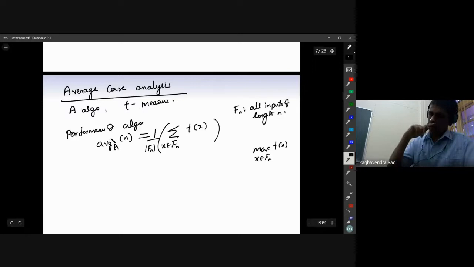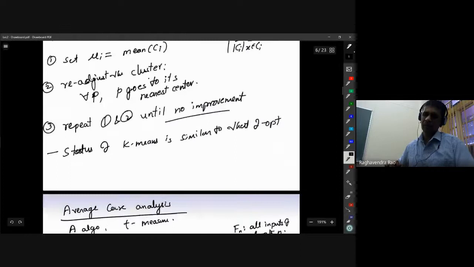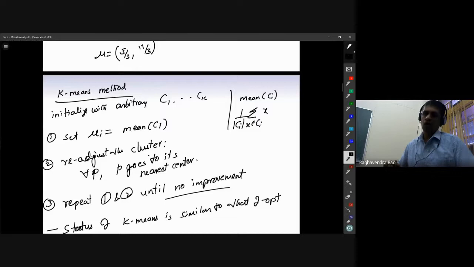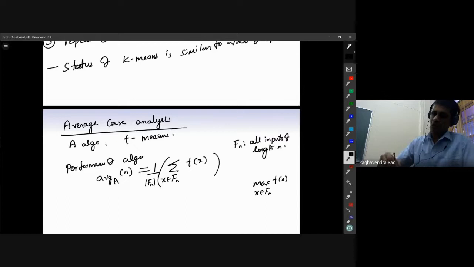See, there are multiple problems with this notion. So for example, take the clustering problem. We'll be taking n points in a Euclidean space, or Euclidean plane. Or similarly for TSP, we might have n points from a Euclidean plane. So once you have the Euclidean plane, the number of inputs of size n, that is the set of all n points, will become infinite. So you cannot do this. So this works only if F_n is finite, or the cardinality is not infinite.